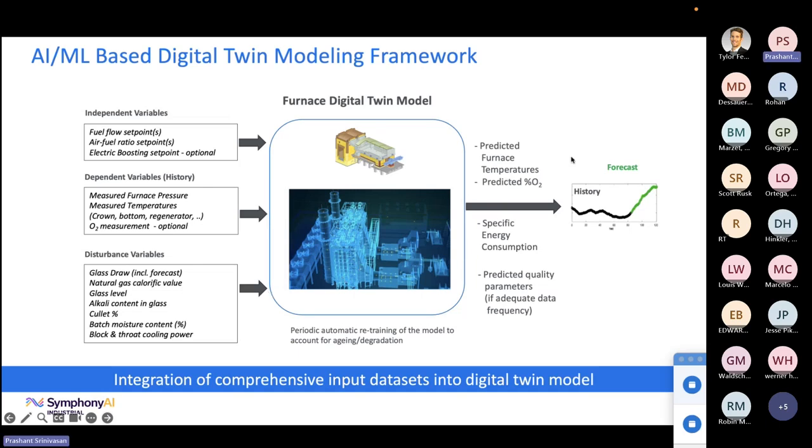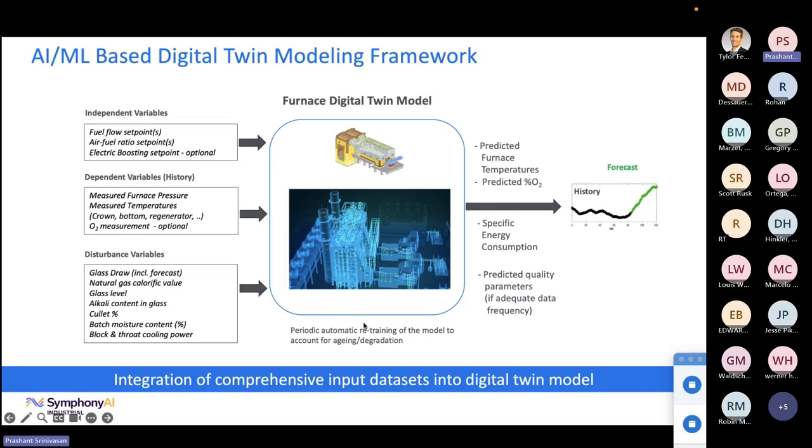So a lot of these are measured disturbances, so you could use those in your model for predicting your temperatures. And the output of this model is the furnace temperatures at the bottom and the crown. You could also get the specific energy consumption. And in case the quality parameters are measured frequently using an automatic inspection machine, then we could also use the same framework for predicting the quality parameters.